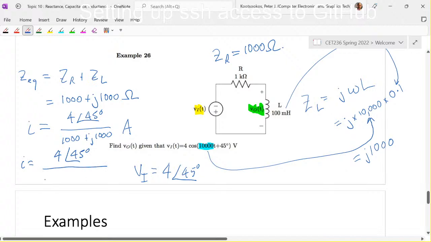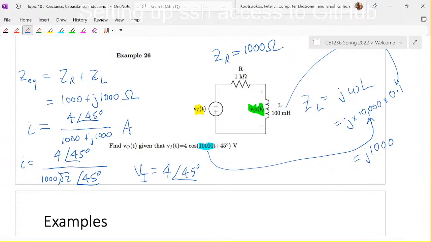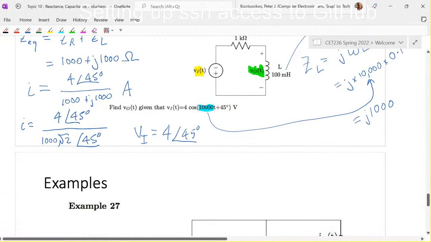divided by 1000 root 2 angle 45 degrees. So I think that's just 2 root 2 on 1000, or root 2 on 500. Right, I'm going to subtract the 45 from the 45 to get an angle of 0.